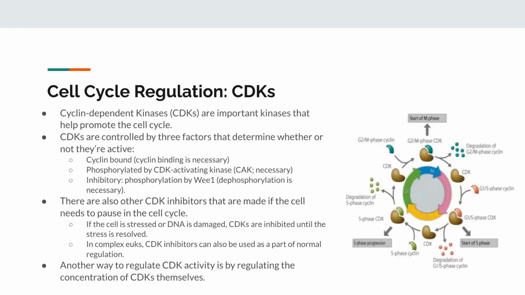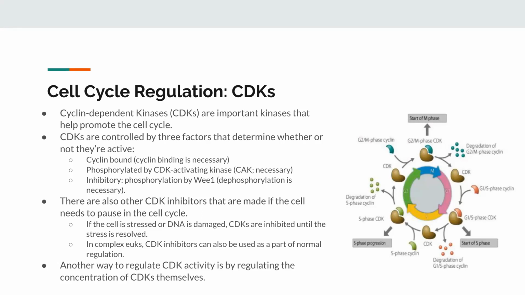And the CDKs themselves are also kinases, which means that they phosphorylate things. They promote the cell cycle. They're controlled by three factors, right? Whether they're bound to a cyclin, whether they've been phosphorylated by CDK activating kinase or CAK. This is necessary. The cyclin binding is also necessary. And the inhibition is a process where WEE1 phosphorylates the CDK.